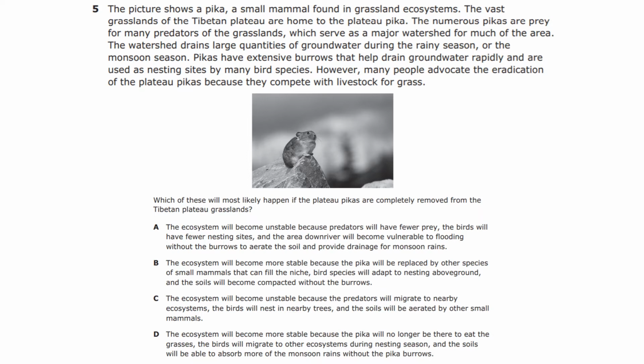So let's look and see what A says. The ecosystem will become unstable because the predators will have fewer prey. That's true. The birds will have fewer nesting sites. That's true as well, because as long as the pika are there, they're keeping those nesting sites, those tunnels, open. But once they're gone, those tunnels would collapse and the area downriver would become vulnerable to flooding because without the burrows or the tunnels to aerate the soil and provide drainage during the monsoon rains, then you're going to have flooding happen downriver from there or down in lower areas from there. So the best answer on this one is A.